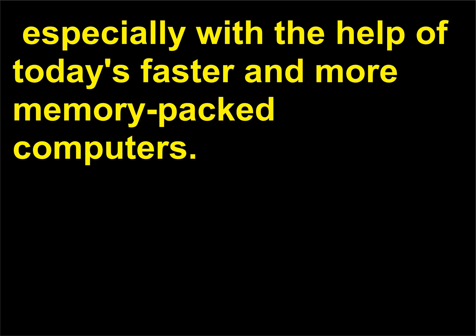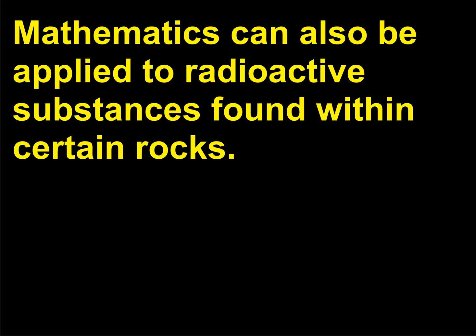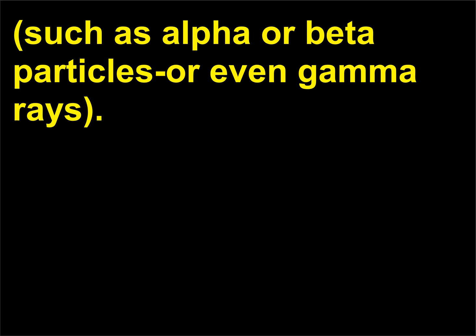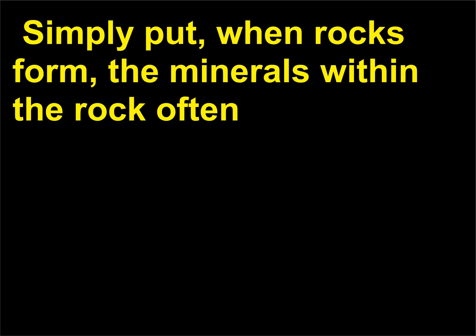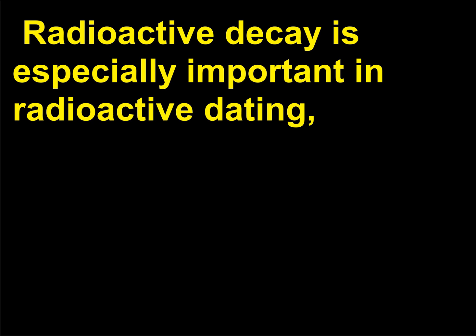What is radioactive decay? Mathematics can also be applied to radioactive substances found within certain rocks. Radioactive decay is the disintegration of a radioactive substance and the emission of certain ionizing radiation, such as alpha or beta particles or even gamma rays. Simply put, when rocks form, the minerals within the rock often contain certain radioactive atoms that decay at a specific rate. Radioactive decay is especially important in radioactive dating, in which the original and decayed radioactive elements are used to determine the age of the rock.